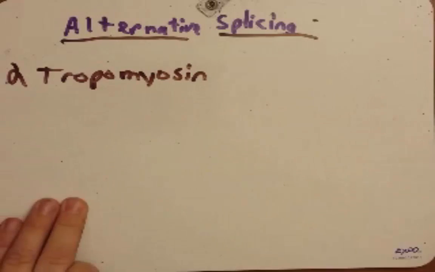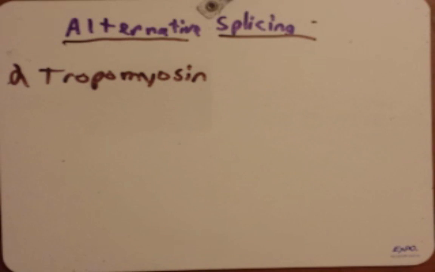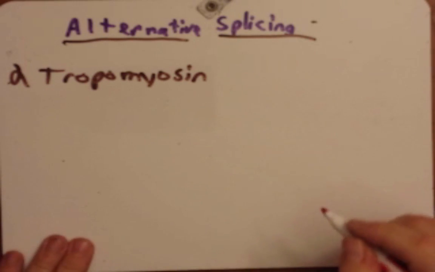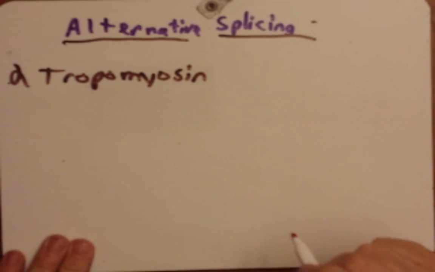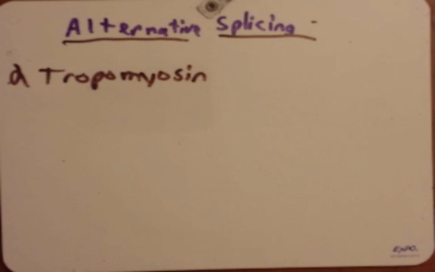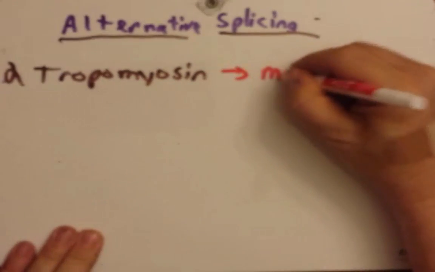Particularly, let's talk about alpha tropomyosin. This is a gene that's involved in the cytoskeleton. I don't know if you've all had cell biology yet, but if you have, then you know that tropomyosin is very important in regulating the cytoskeleton. And you probably learned about it more as its association with muscles.